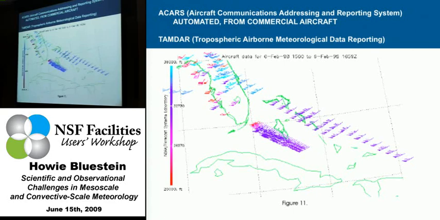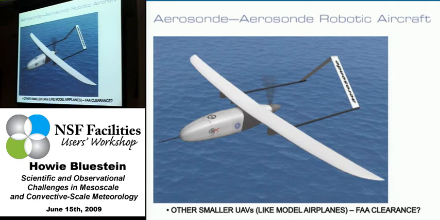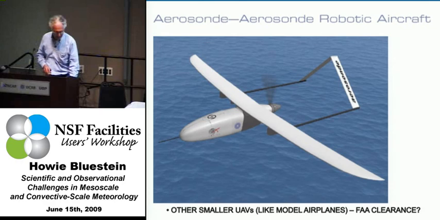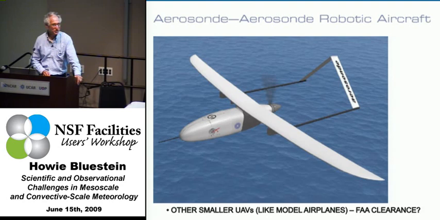Another way we can get observations, take an airplane. You all know about this. Airplane measures wind, temperature, and so on. This gets radioed back. This is the ACARS. Unpiloted aerial vehicles like this. There's the Aerosonde that's used for hurricanes. There is an unpiloted vehicle that we hope to use in Vortex 2, Part 1. We couldn't get FAA clearance, wasn't approved. Hopefully it'll come in year 2.